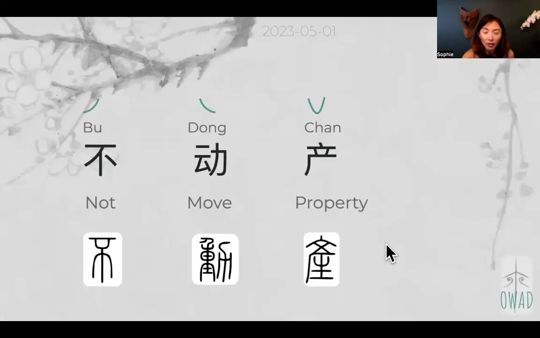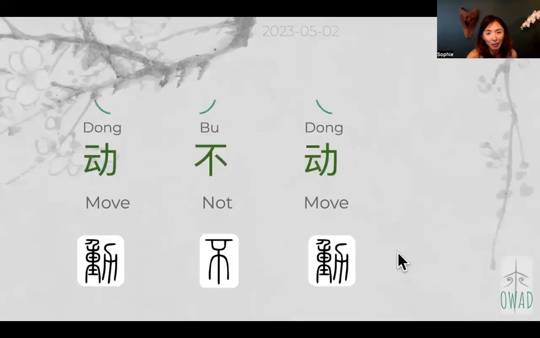Yesterday, we talked about the translation of real estate in Chinese. We translate it as "not movable property." So in a way, it's appropriate, right?